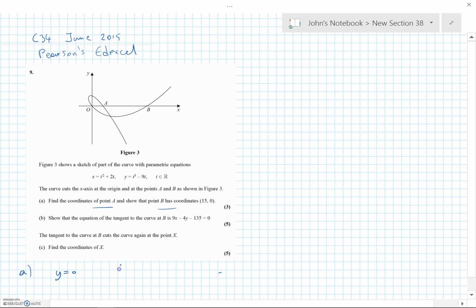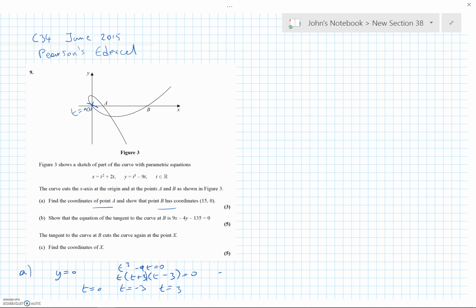We're going to equate y equals naught. t cubed minus 9t equals naught, which gives us t(t plus 3)(t minus 3) equals naught. And so that gives us t equals naught, t equals minus 3, and t equals 3. It shouldn't surprise us that we've got 3 solutions here, because we've got 3 points where they cross. Now the t equals naught one, put naught in there and we get y equals naught. So t equals naught corresponds to that one. They're not asking for that because it's kind of obvious.